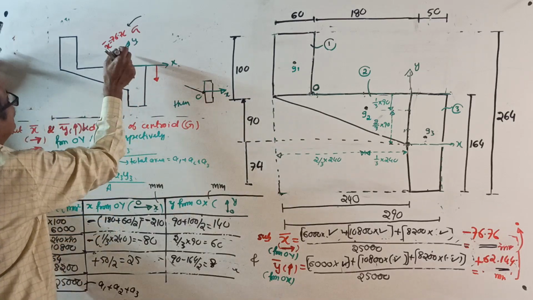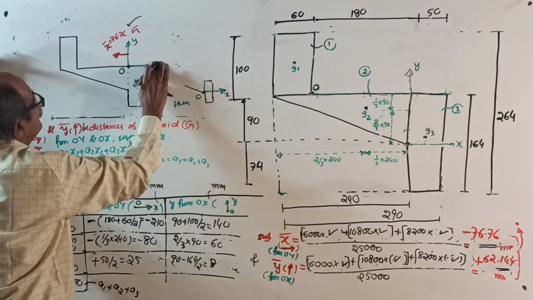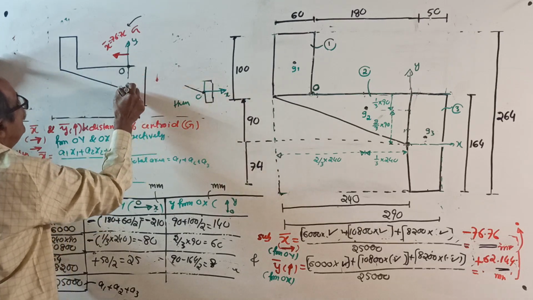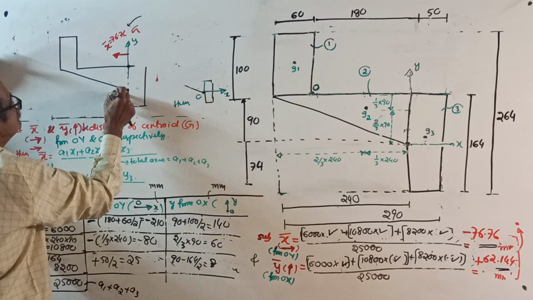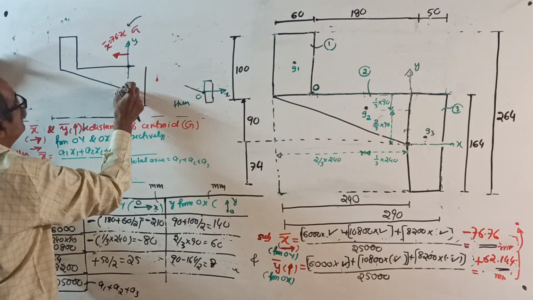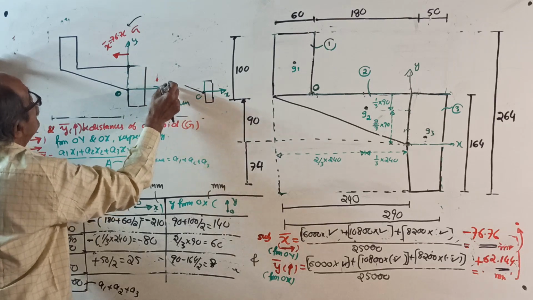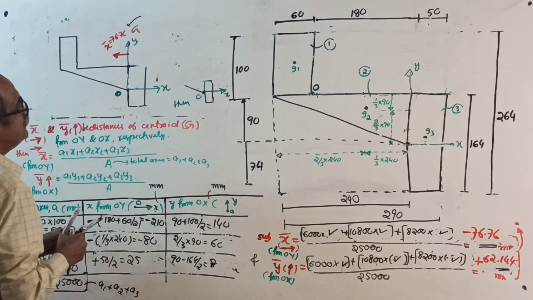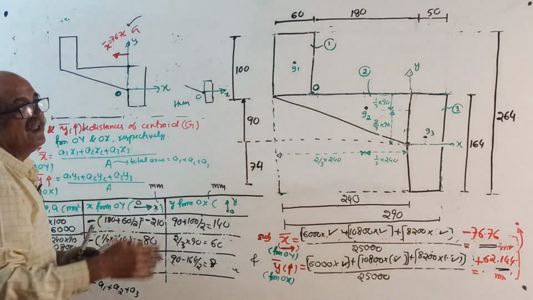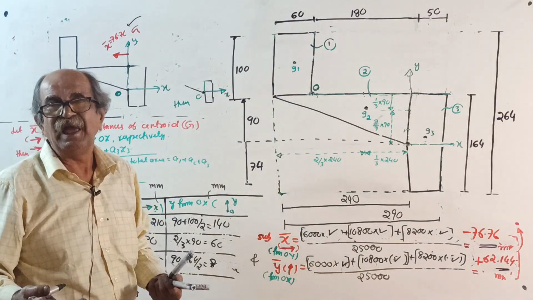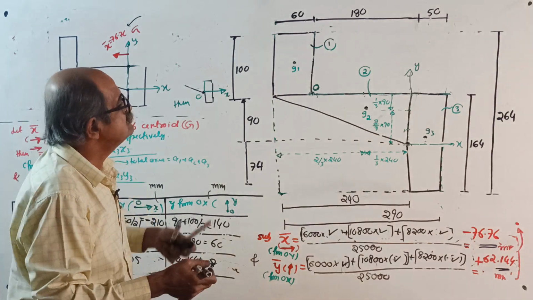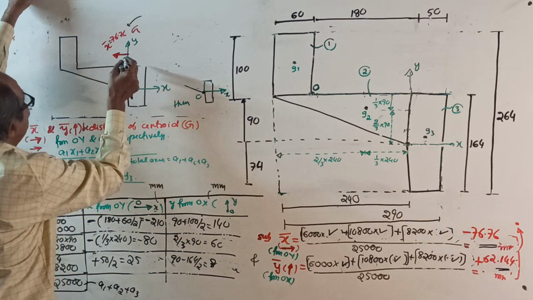X bar is correct from here. This is the point O. They told this is the origin, then this is your X, this is your Y. Now correct. Such things happen when so much writing is there. Lengthy calculation, feeling tired, this is human nature. And X bar is correct here, this way.